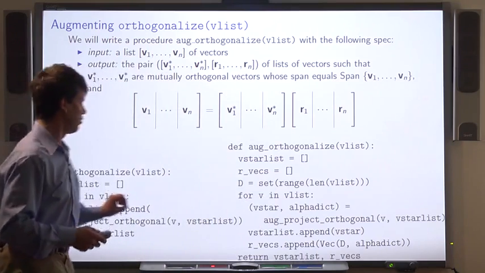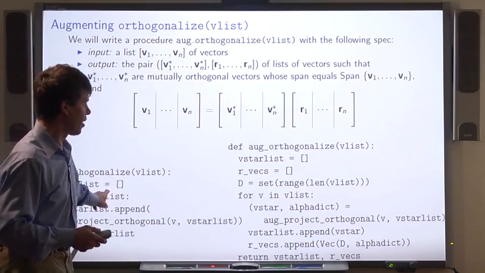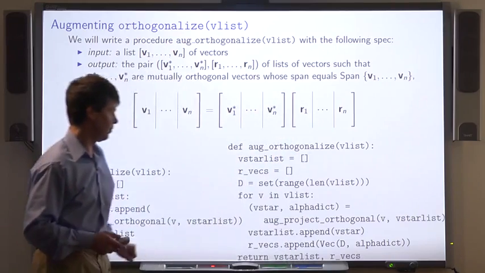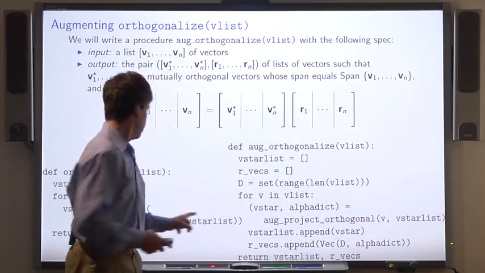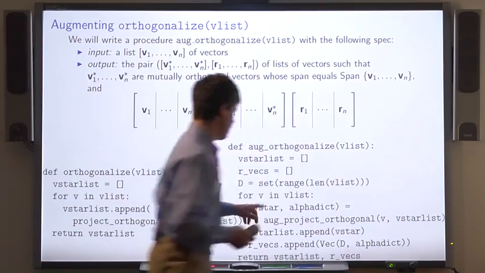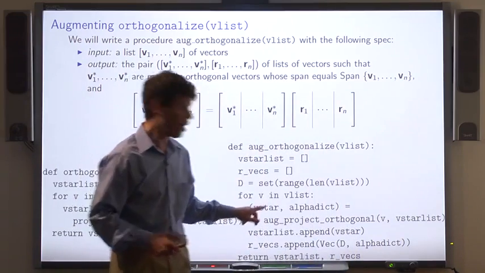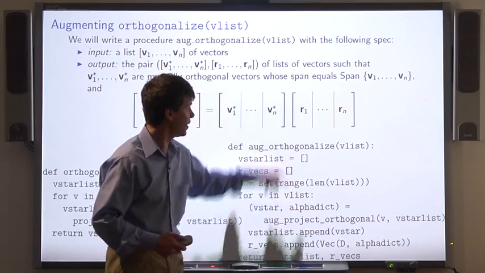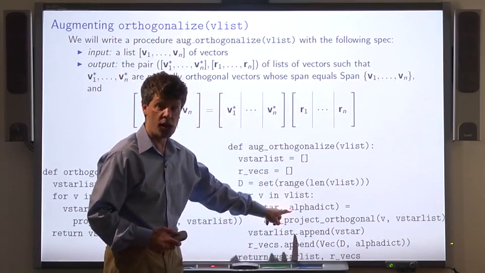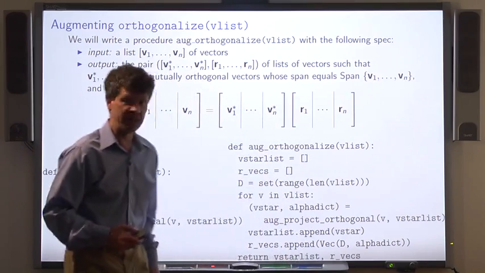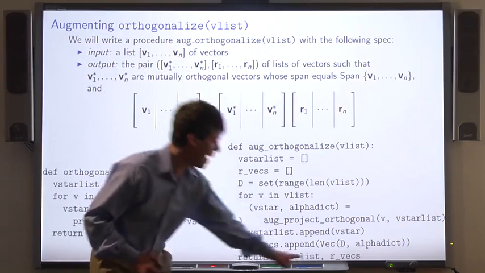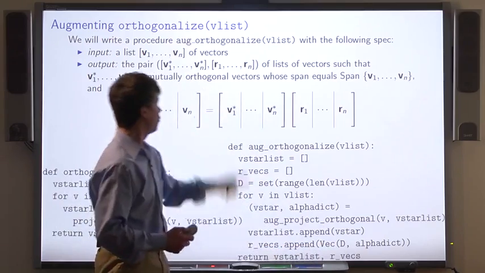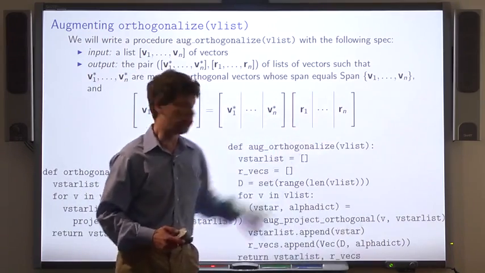So here's the procedure. It very much resembles orthogonalize. It uses rvecs to accumulate these r vectors. Instead of calling project orthogonal, it calls augmented project orthogonal, which returns not just a v star vector, but also the corresponding column of the R's, represented as a dictionary. And the procedure just packages that dictionary up into a vec and returns in the end the list of starred vectors and the list of R vectors.